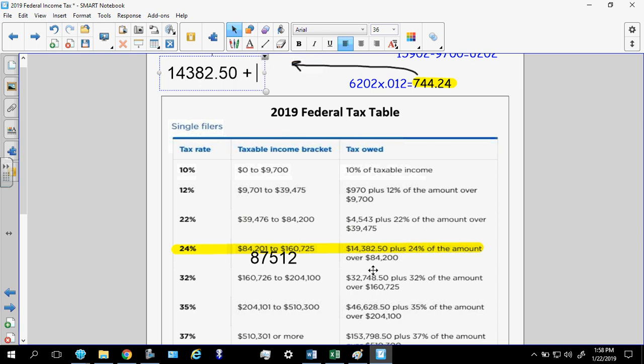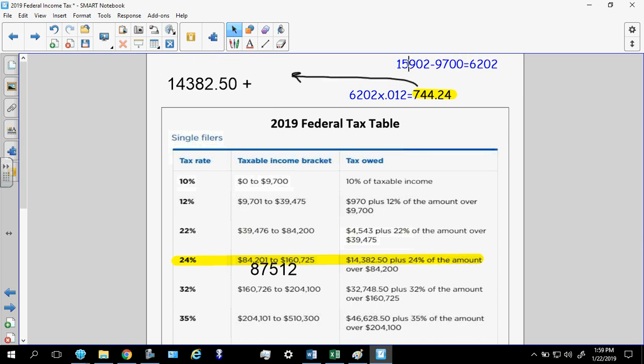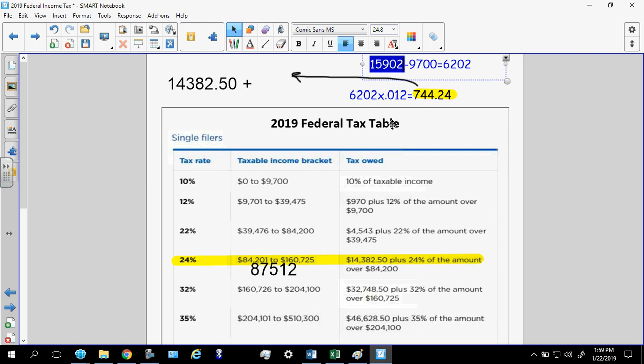All right, so let's see. And 24% of the amount over 84,200. So, all right, I'm going to change this a little bit. So she made 87,512. I'm going to subtract. And again, fast forward through this if you already know how to do it. All right, so when I do the math, let's see. I think I know what it is, but because we're in the video, we won't guess here. 3,312.